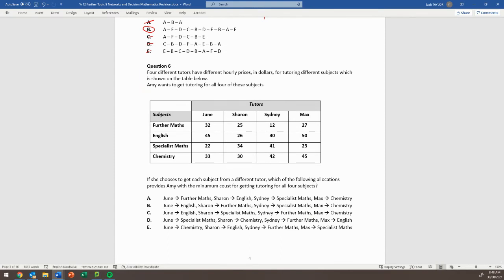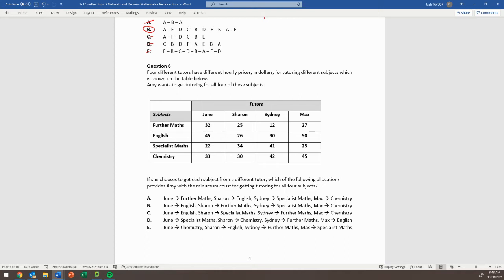Four different tutors have different hourly prices in dollars for four different subjects, which is shown on the table below. Amy wants to get tutoring on all four of these subjects. If she chooses to get each subject from a different tutor, which of the following allocations provide Amy with the minimum cost for getting tutoring in all four subjects?